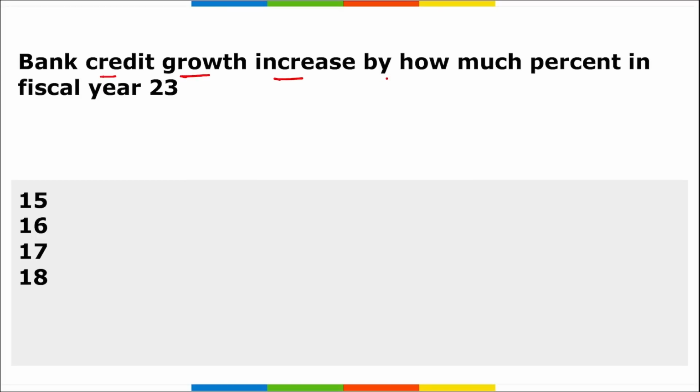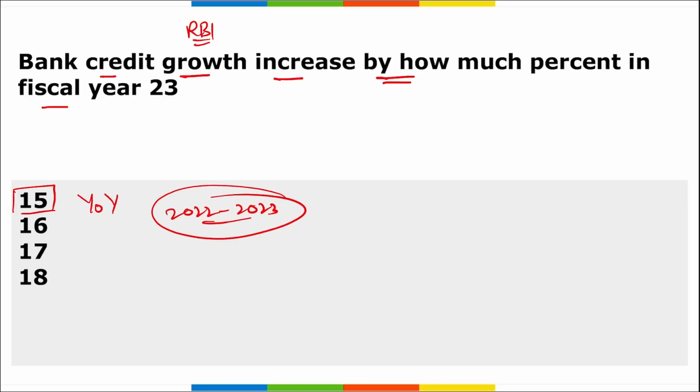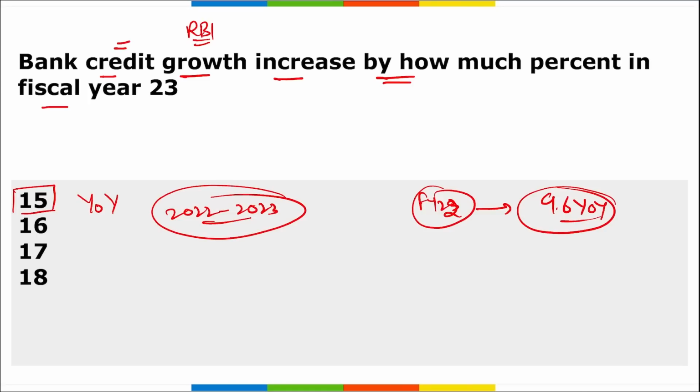Bank credit growth increases by how much percent in the fiscal year 23? According to the data released by RBI, India's bank credit growth increased by 15% year on year in the financial year 23, that is from 2022 to 2023. In fiscal year 22, we saw growth of almost 9.6% year on year, but in fiscal year 23 we saw growth of 15%. Bank deposits expanded almost by 9.58% year on year in fiscal year 23, compared to 8.9% last year.